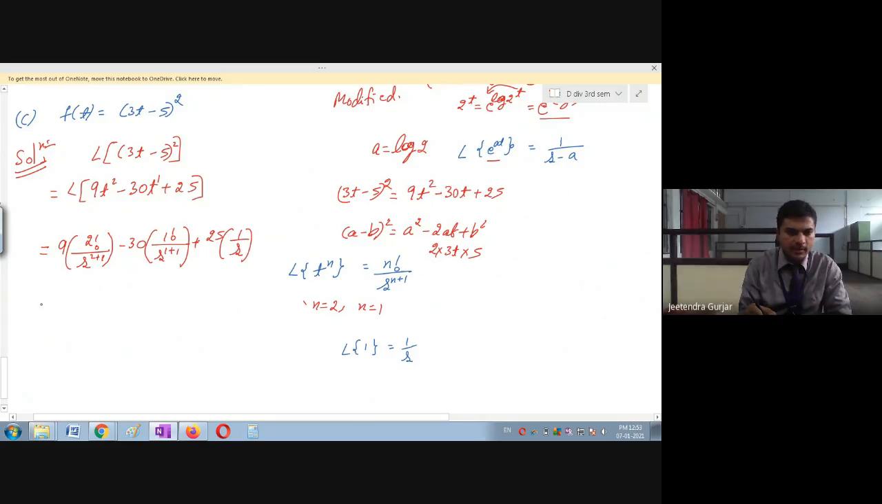Further you can simplify if it is possible. So 2 factorial is 2. 2 into 9 is 18. So therefore this is 18 upon s raised to 2 plus 1, so it will become s cube, minus 30 into 1 factorial. 1 factorial is 1. So 30 divided by s raised to 1 plus 1 will become s square. Okay. Plus again 25 into 1 will become 25 divided by s. So this is your answer.